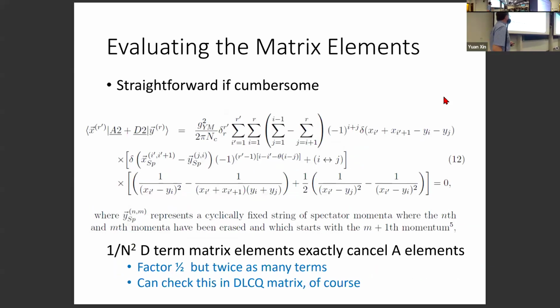Here's what this looks like. Again, this is not pretty maybe. But it is very straightforward, right? Literally act with the Hamiltonian on these states and figure out what the matrix element is. It's going to be a bunch of sums and a bunch of signs and a bunch of deltas because you have to match all these spectator momenta and so on. And at the end of the day, this whole sum turns out to be 0, right? That's pretty amazing, really.